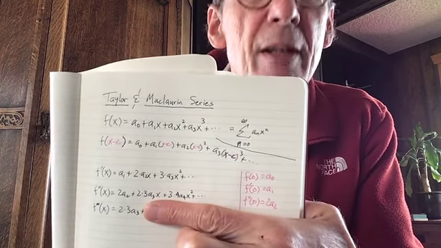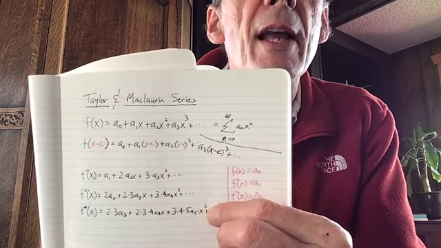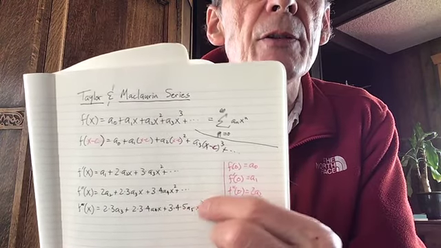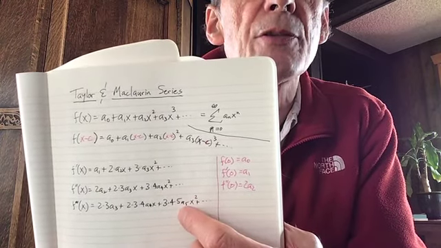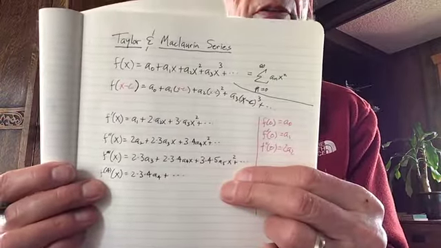And if we just imagine what's going to happen next, we're going to pull down a factor of 2 when we take the derivative of this term. And so the fourth derivative, remember there's a special notation for fourth derivative, is going to start with 2 times 3 times 4 times a4, and then a bunch of terms that have x in them, so I'm not even going to bother to write them out.